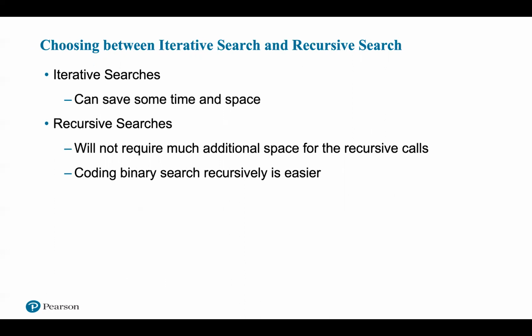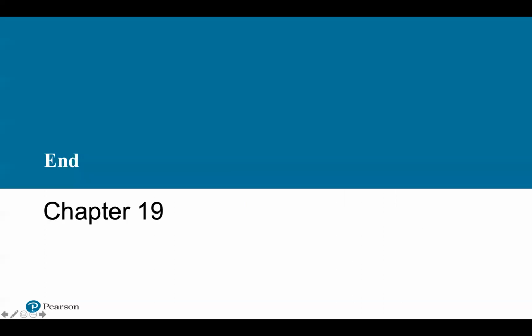Finishing up with choosing between an iterative search and a recursive search. Since the recursive sequential search is tail recursive, you can save some time and space by using the iterative version of the search. The binary search is fast, so using recursion will not require much additional space for the recursive calls. Also, coding the binary search recursively is somewhat easier than coding it iteratively. To convince yourself of this, try to code an iterative version of the binary search. Okay, well, that's it for this lecture, and thank you very much.